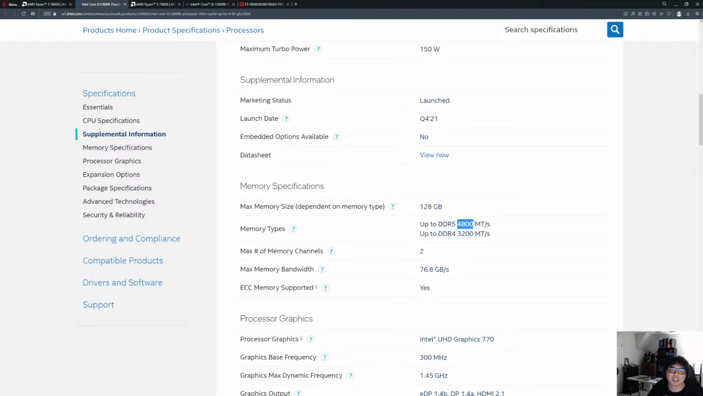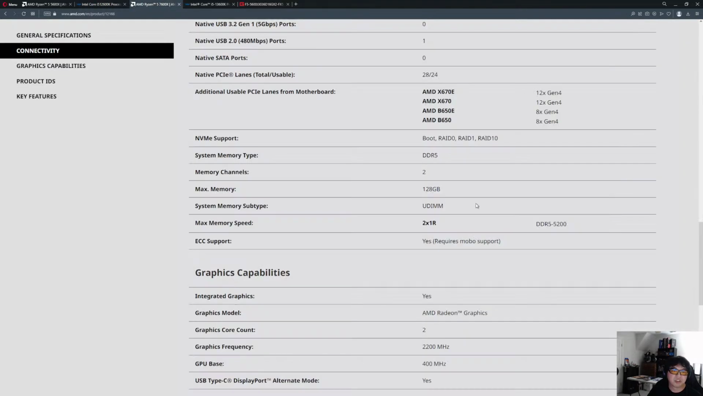So what this means is, I might be lucky if I can get 5600 or 6000 stable on an Alder Lake, whereas with this guy, pretty much everybody can hit 6000 on 32 gigs. But because the max is 5200 official, going above 6000 is going to be really challenging.